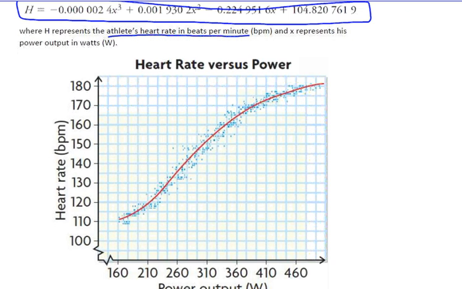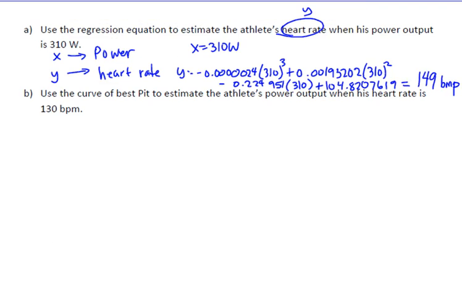So we have 130 beats per minute. If it says estimate, look at that line. Okay, it estimates to about 240. It's an estimate, so there's a range of answers I'll accept. So notice the difference with that word estimate. You can only use the graph like that if it says estimate.